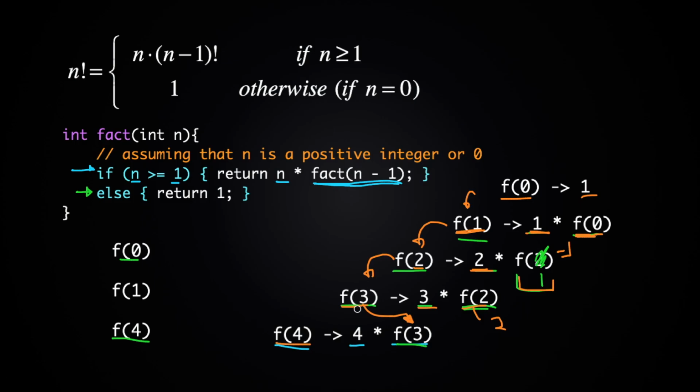And then we'll go back here, the original call that we made, and then f of 3 turns out to be 6, so we'll say, okay, f of 4, we wanted to return 4 times whatever the return value of f of 3, which turns out to be 6, so we'll return 24 from this function, which is correct.